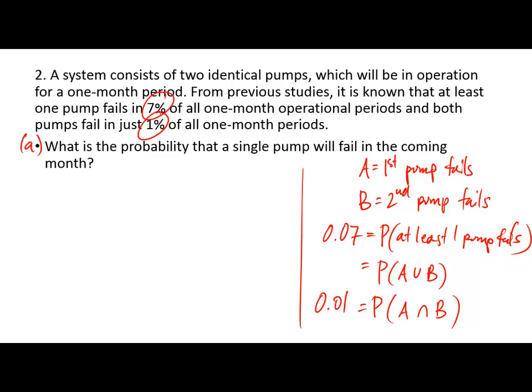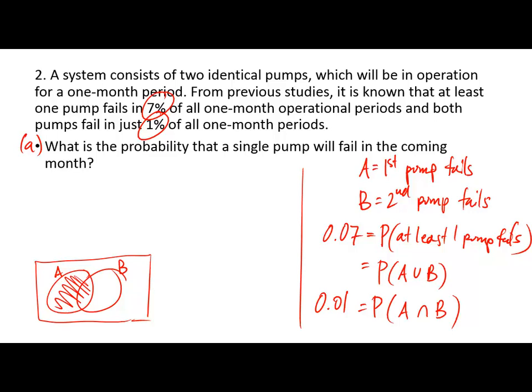Right, so I erased the Venn diagram, but we're still there. The probability that one pump fails is going to be like this kind of thing, right? Just that circle. That is exactly right. So how could we get there? You said the probability of A is the probability of A union B minus the probability of A intersect B.